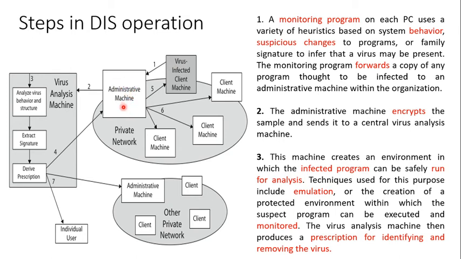What will this administrative machine do? It will not send the actual copy of that corrupted file to the virus analysis machine. What it will do is encrypt that copy, and that encrypted copy will be sent to the virus analysis machine. And in the virus analysis machine, it will perform these three steps.